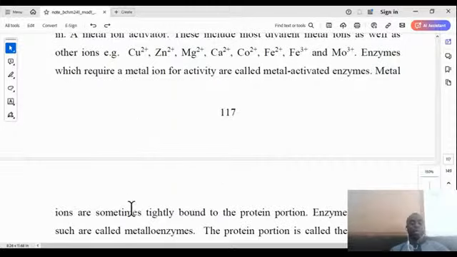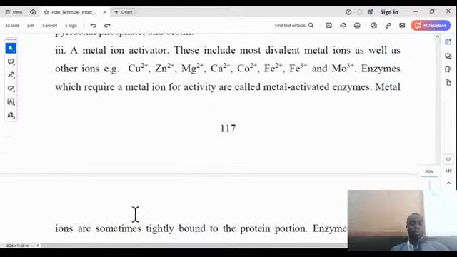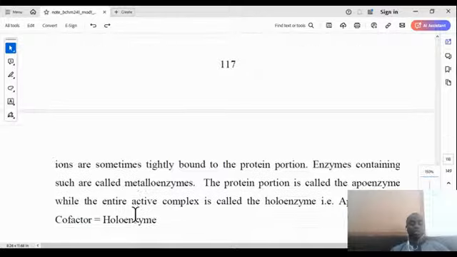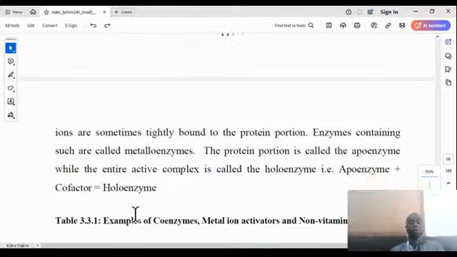And when metal ions are tightly bound to the protein portion, the enzyme is called a metalloenzyme. So enzymes containing such tightly bound metal ions in the protein, we call them metalloenzymes. For such enzymes, the portion that contains only the protein is called apoenzyme, while the entire active complex is called holoenzyme. So the apoenzyme together with the cofactor, that is to say the enzyme and the cofactor together, we have what we call holoenzyme.